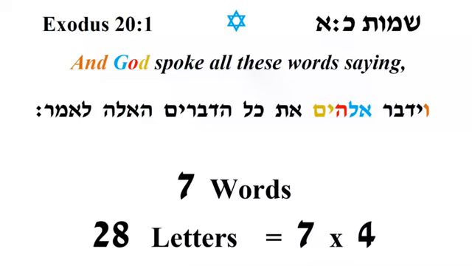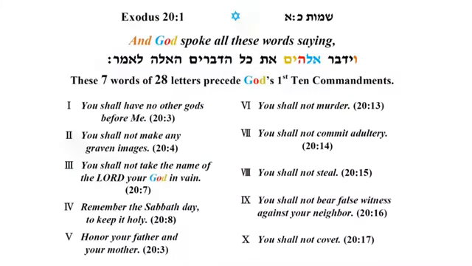You know what he spoke after that? He made another 10 commandments. Every time there's 7 words and 28 letters, God proceeds to make 10 commands or commandments. That's cool. His 10 commandments are always preceded by 7 words and 28 letters. I'm not making this stuff up. There it is.